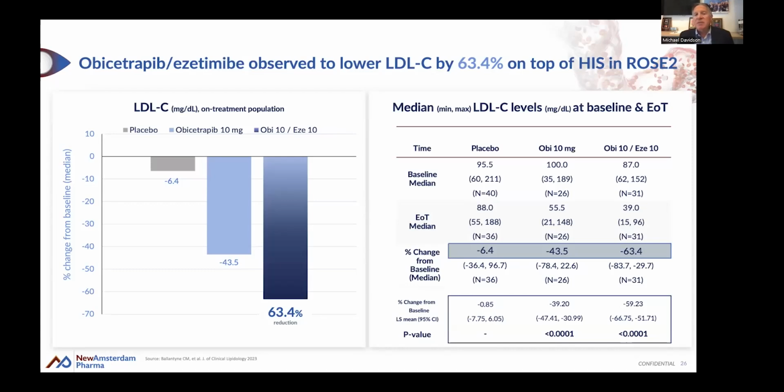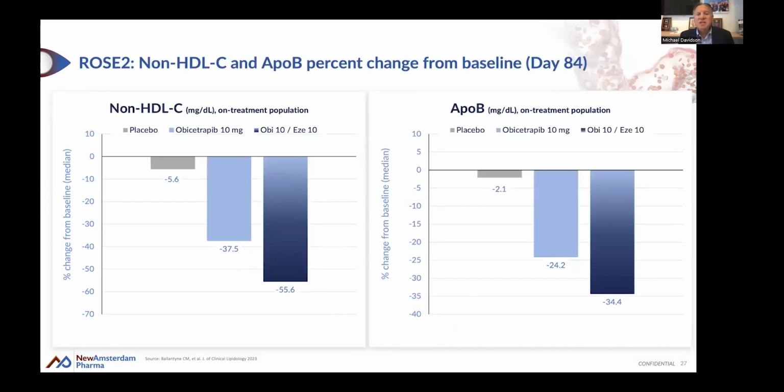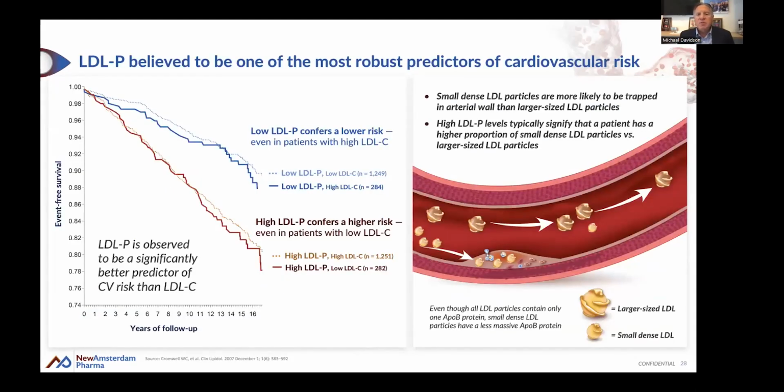Now, we're very excited about this combination with ezetimibe for two reasons. One is the potency of lowering LDL. It lowered LDL by 63.4% median reduction, 59% LS mean reduction when the two drugs were added together. And this was synergistic on LDL lowering. Here's the non-HDL lowering, and ApoB lowering is also quite potent with the combo pill. And what's most exciting about obicetrapib, that is unique among LDL lowering drugs, is this benefit on LDL particles, and especially small particles.